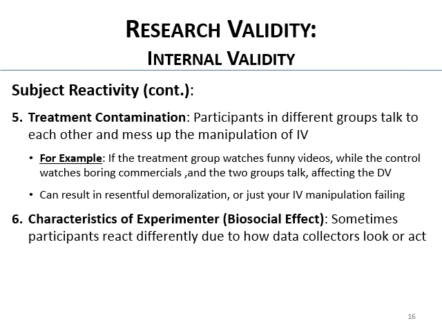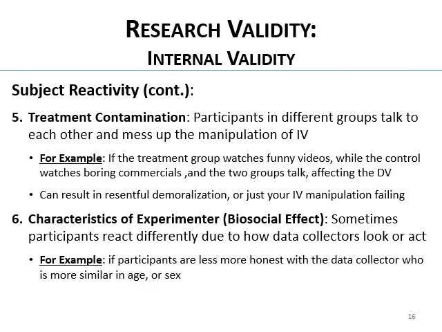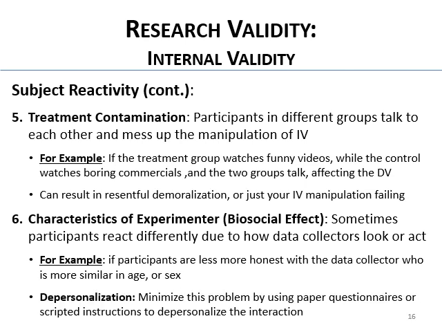So then there is characteristics of the experimenter, which is often called the biosocial effect. And this is simply that participants react differently sometimes due to how data collectors look or act. So participants may be more or less honest with a data collector who is more similar to them in terms of age or sex or whatever. So we would call those biosocial effects. One way to fight this is depersonalization. You minimize the interaction between the experimenters and the participants, for example, by using paper questionnaires or online questionnaires to depersonalize that interaction and therefore minimize biosocial effects.